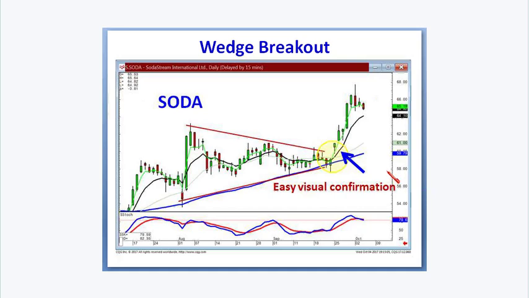What other elements can we apply to this wedge breakout? Well, they couldn't get back below the 50. Every time it hit the 50, they were buying again. Stochastics were coming up. So that puts us all in positive probabilities that we're heading in the right direction.